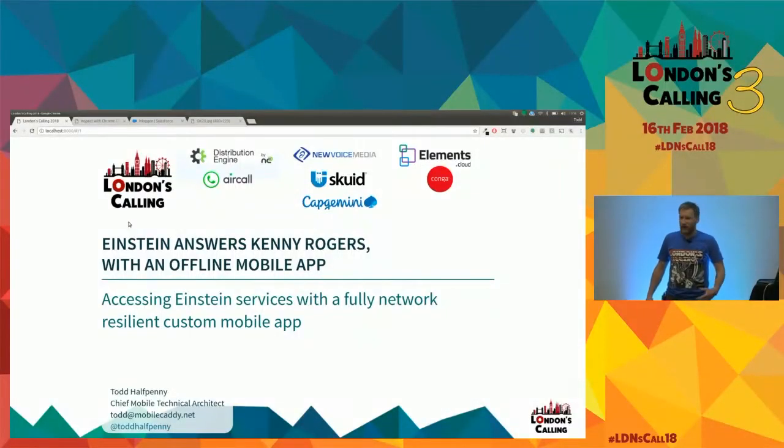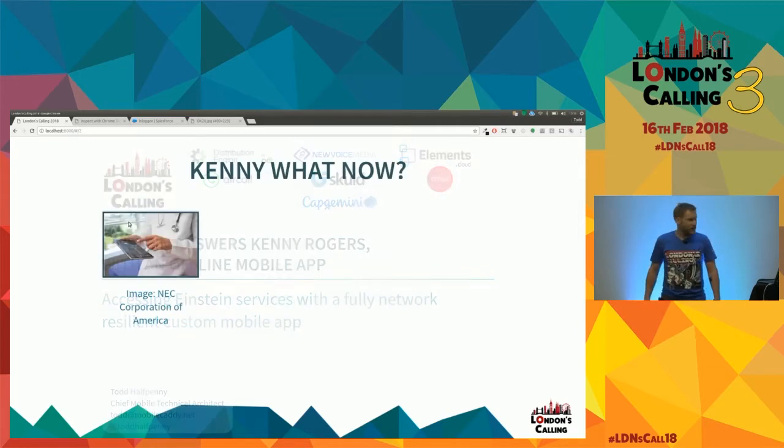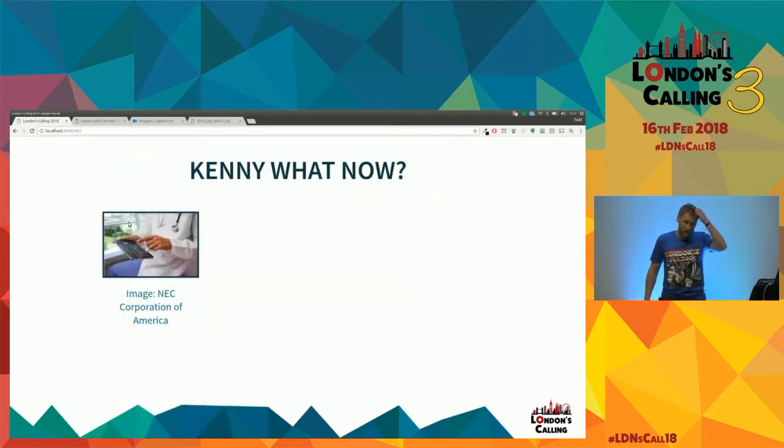On with the talk. Einstein answers Kenny Rogers with an offline mobile app. Catchy title, but what's it about? What we're going to do is use Einstein Vision services with a mobile app that's fully network resilient. And so I'm going to talk through the architecture, some of the gotchas in setting up this application. There will be a couple of demos. Hopefully it's all working and you can see my phone. Please cross your fingers for that.